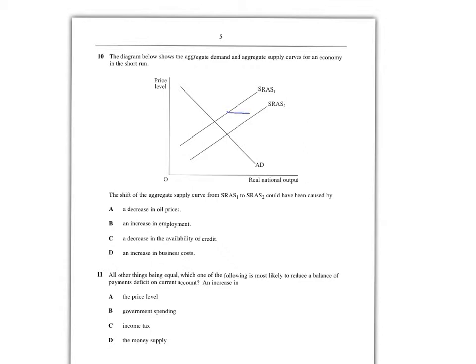So I'm going to just quickly say, look, short run aggregate supply has gone to the right. Okay, so that means that firms' cost of production must have gone down. I'm getting a bit of a deja vu here with this one because there's a very similar question in the previous paper. So, what could have caused it? A decrease in oil prices. Would that mean a firm's cost of production goes down? Yes, so that is the right answer.